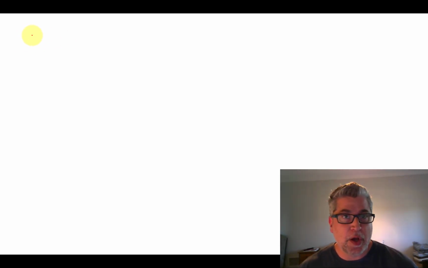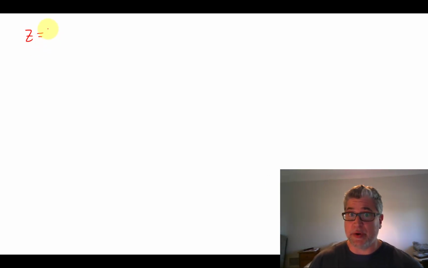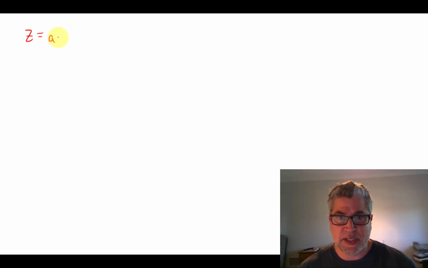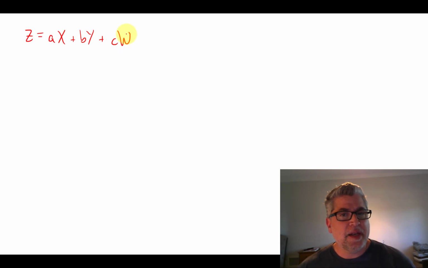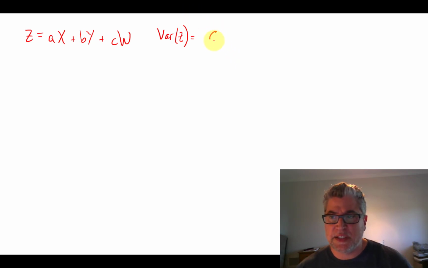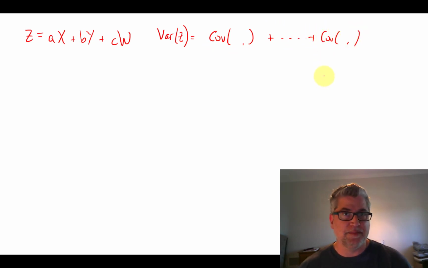Let's say that you wanted to know what the variance was for a particular variable. And let's say this one was weird. This one was 3 terms. It was z equals ax plus by plus cw. Then the variance of z is going to be pretty gnarly. But the trick is it's going to consist of a bunch of covariances. A whole bunch of these things.